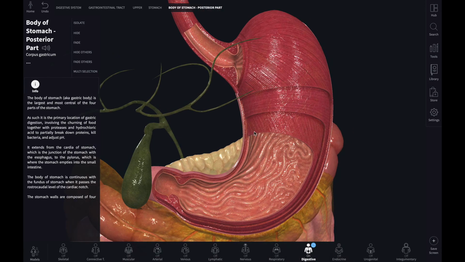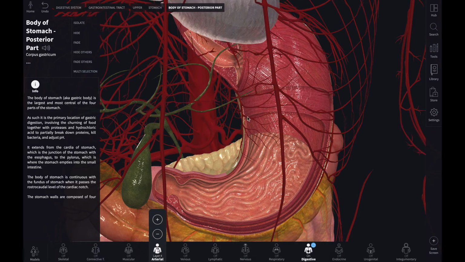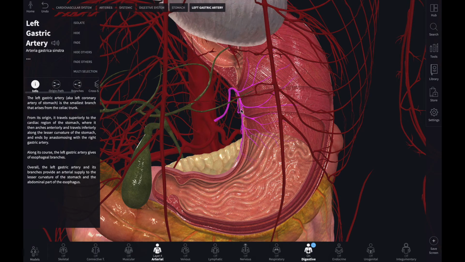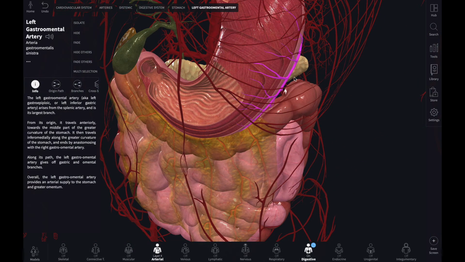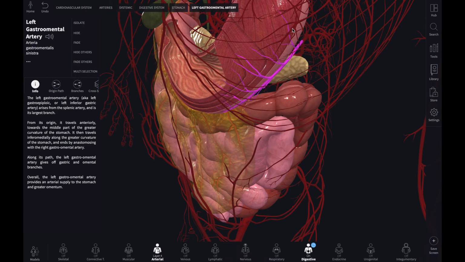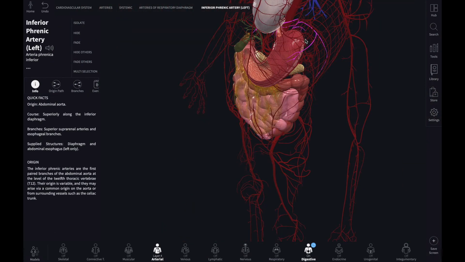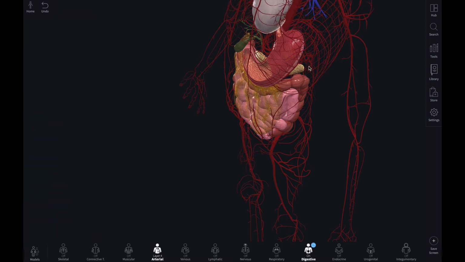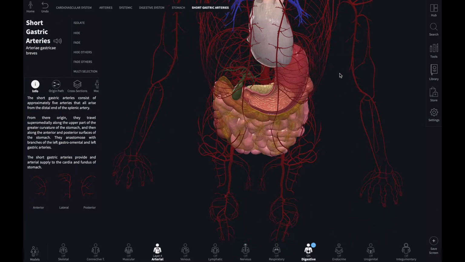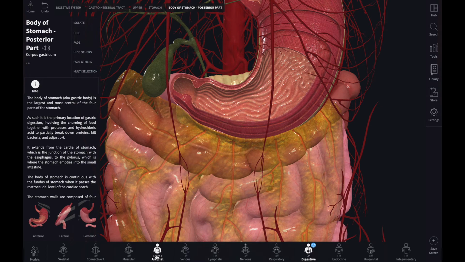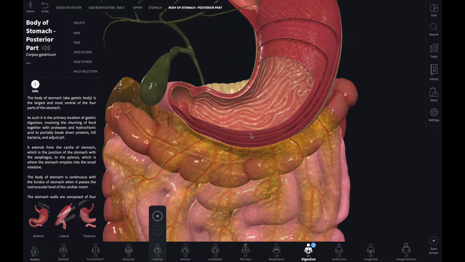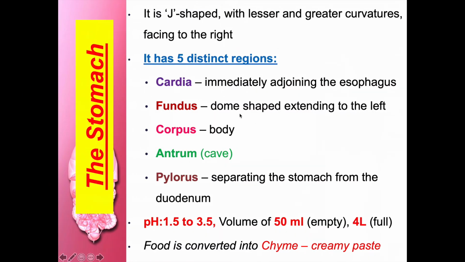So the blood supply to the lesser curvature is different from the greater curvature. That is very important. For the lesser curvature, the blood supply is by the lesser gastric artery, whereas for the greater curvature, the blood supply is by the gastroepiploic artery, and also this one. This is the short gastric arteries. So 2 different routes of blood supply are present for the stomach.